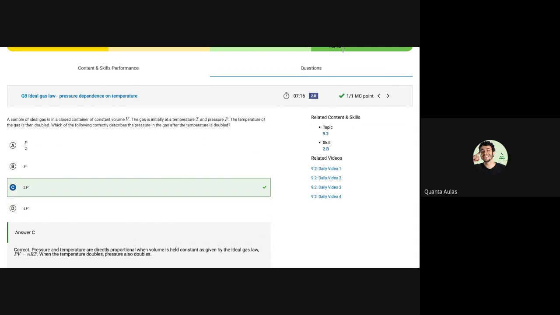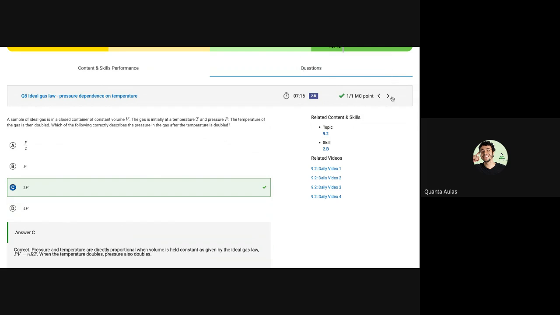Let me see. A sample of ideal gas is in a closed container of constant volume V. The gas initially has a temperature. Oh my God, this is very easy if you use the law of ideal gases. It's just saying, oh, temperature. So if T gets doubled, then P has to get doubled too.